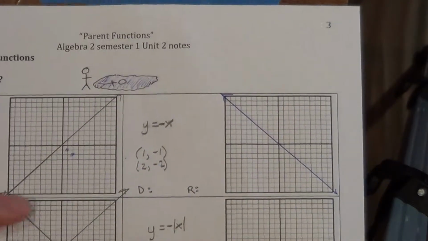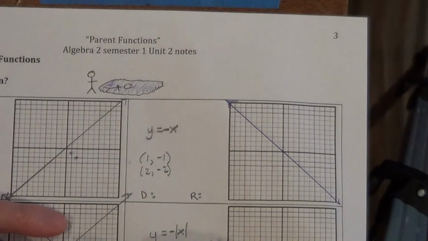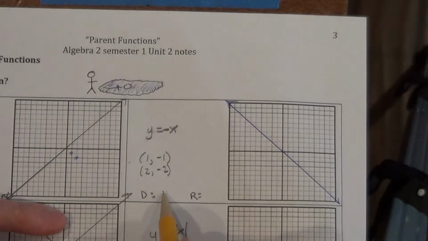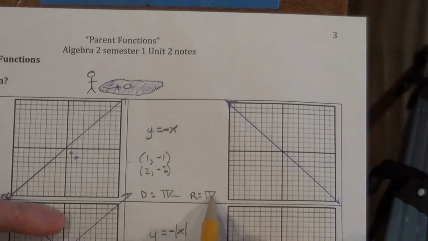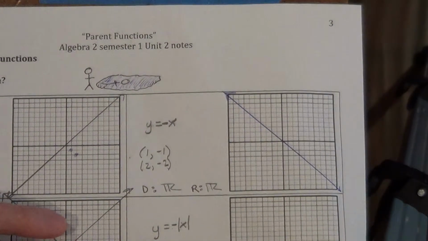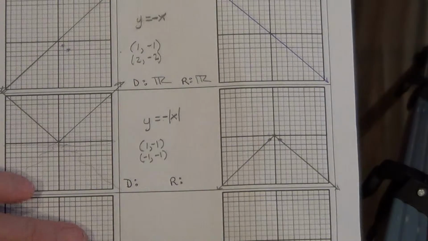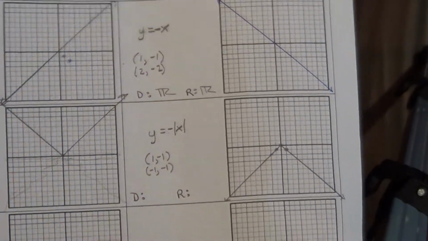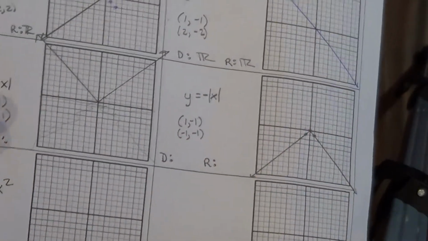Over to our reflected linear function. Again, it goes forever left to right, forever up and down. So it's got all real numbers. It will go every direction.